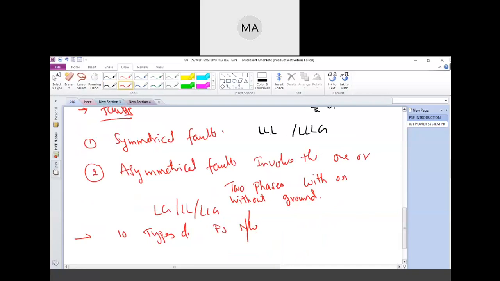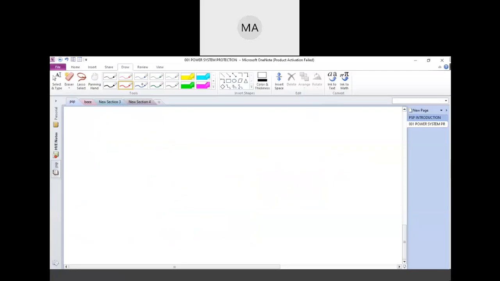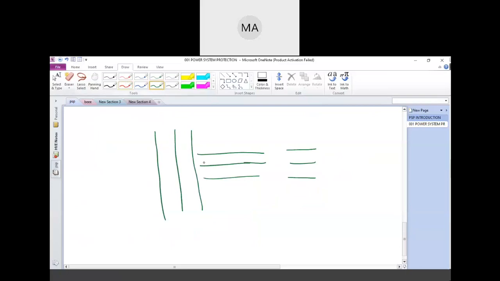So how does it occur in the power system network? First we'll take one transmission line. Here is one bus bar, and here we have the switches, connected to the lines of the other phase. Let me consider these are the isolators, these are the circuit breaker switches, and here let me take the earth switch.